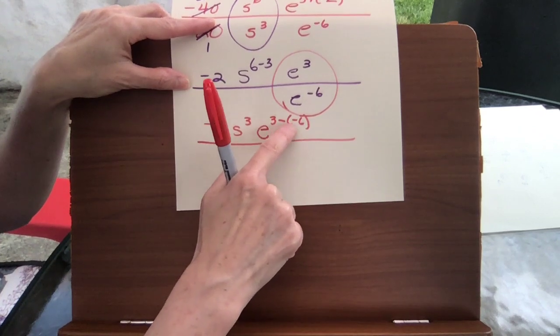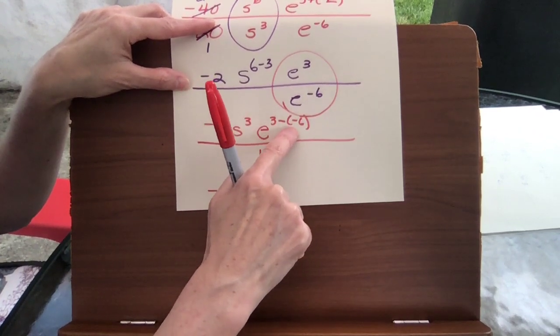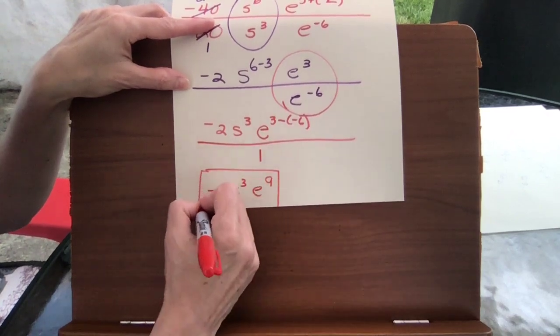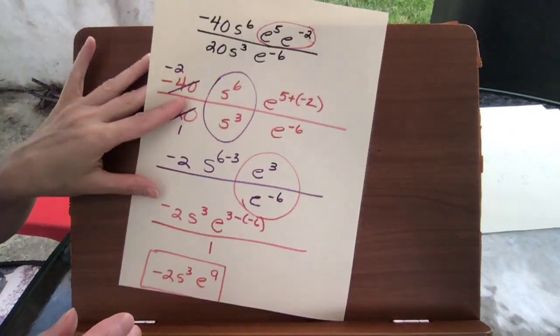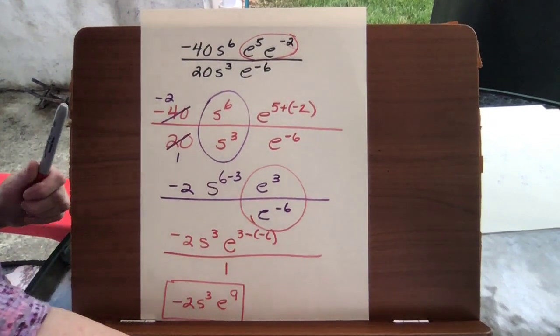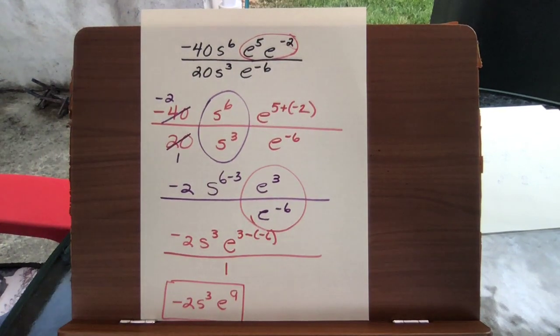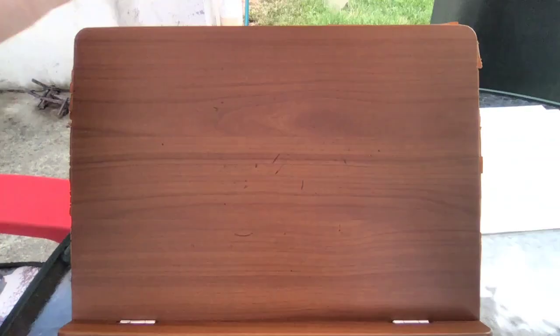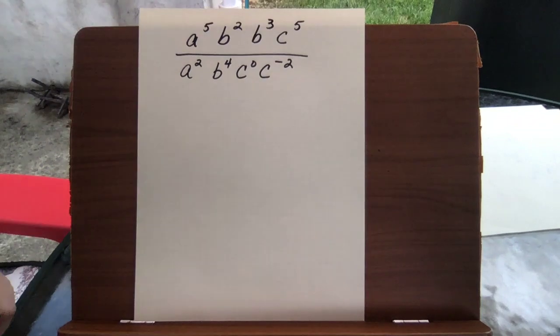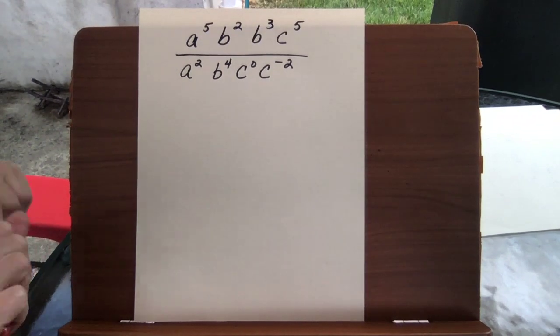E to the 3 minus negative 6 becomes 3 plus 6, so e to the 9th. And that is our final answer: negative 2 s cubed e to the 9th. Okay? All right. Got 2 more problems to work with you here, and we're going to go through them now a little quicker, a little simpler.